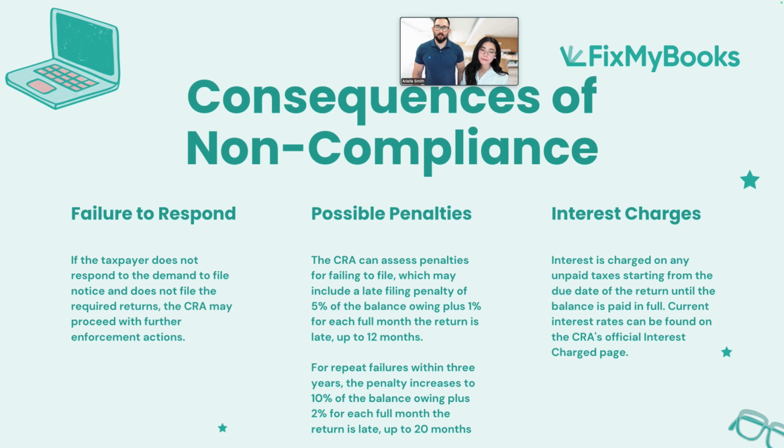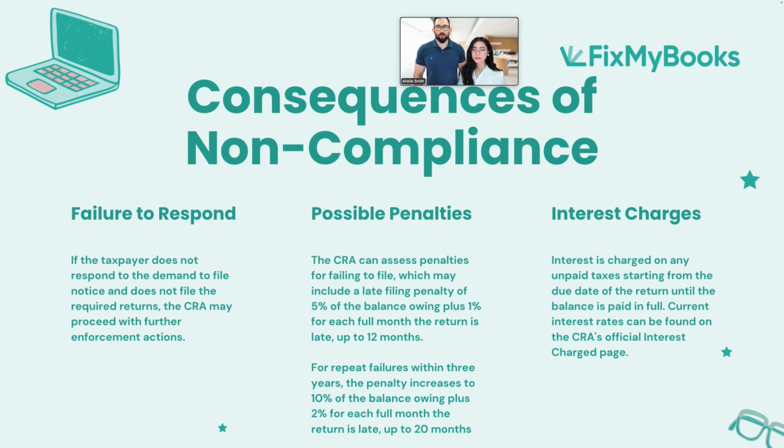Just think about it this way. If you owe 30, 40 grand, 10% is $3,000 or $4,000. Then you've got the interest on top of that. And interest is different from penalties, guys. Interest is different from penalties. Then you've got your interest charges as well.